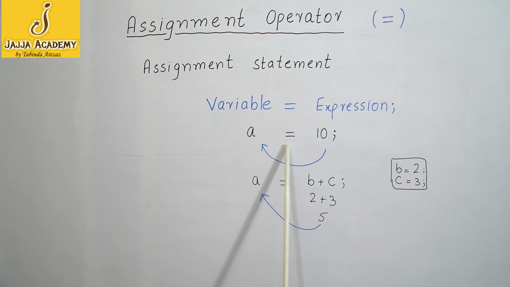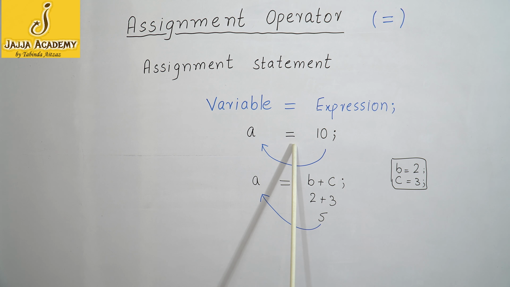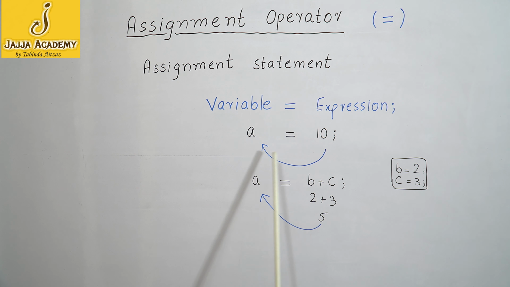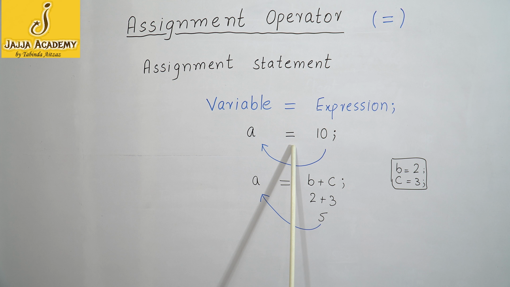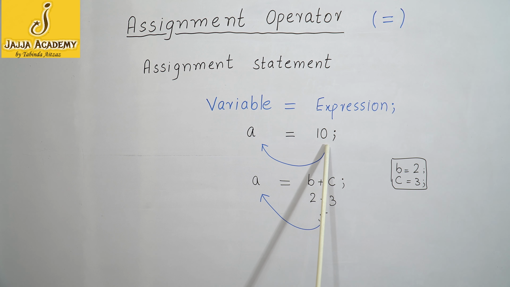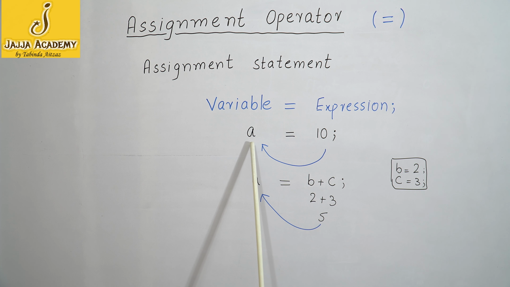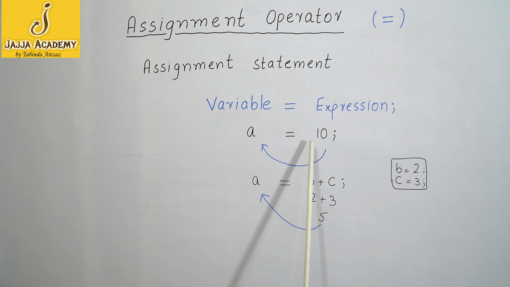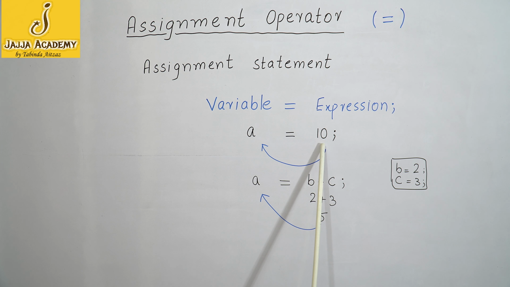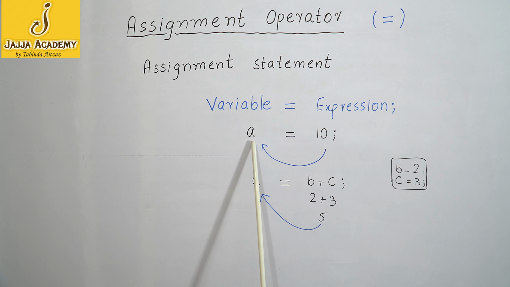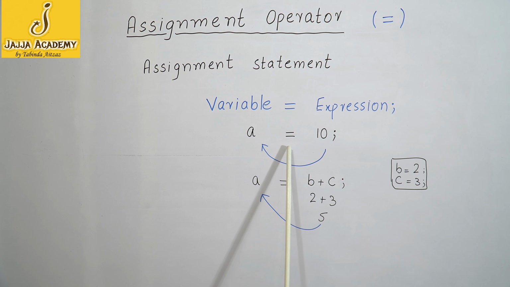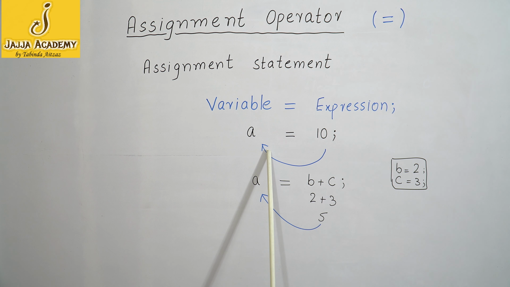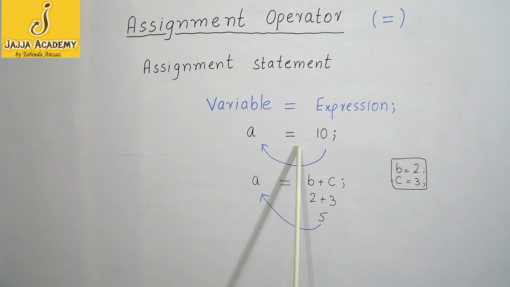The purpose of the assignment operator is to assign the value from the right side of the assignment operator to the left side. In this example, the right side of the assignment operator is 10 and the left side is variable A. So this operator will assign the right-sided value to the variable on the left side. As it assigns the value from right to left side, it is known as the assignment operator.